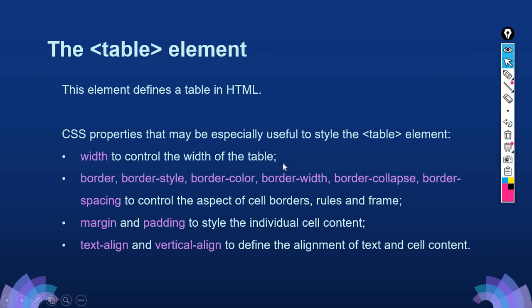This is to control the width of the table. Border, border style, border color, border width, border collapse, and border spacing are used to control the aspect of cell borders, rules, and frame. And margin and padding to style the individual cell content. Text align and vertical align to define the alignment of text and cell content.